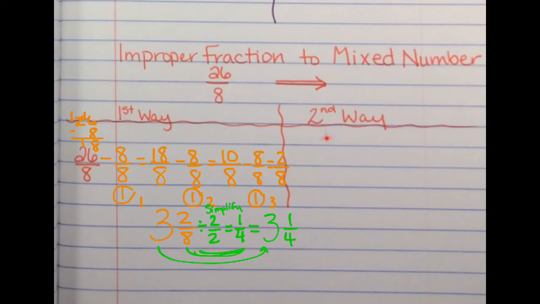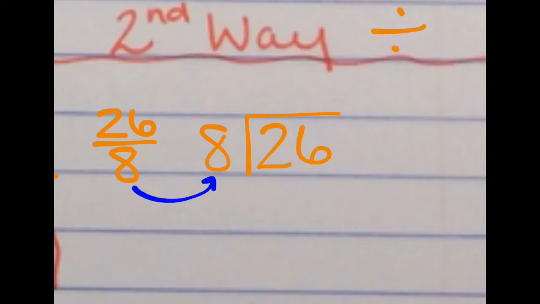Okay, now our second way is the division way. We're going to take 26 eighths. 26 is going to become our dividend. 8 is going to become our divisor. So 8 comes right here, 26 goes under there, and we're going to divide 26 by 8.